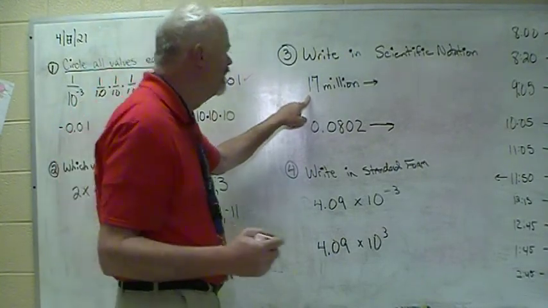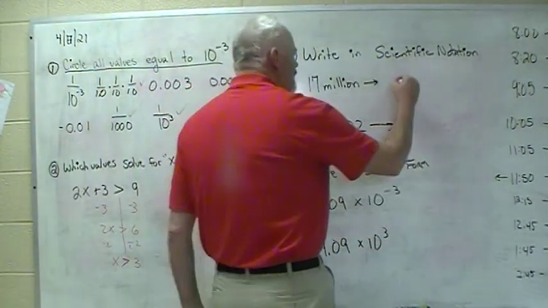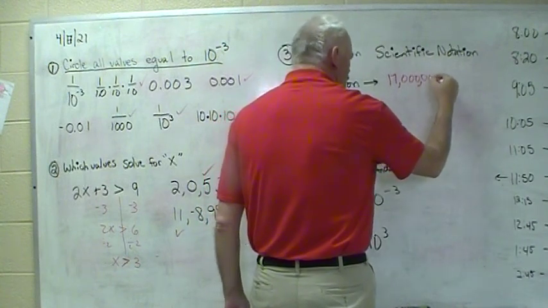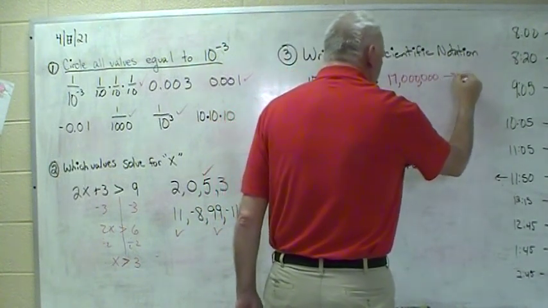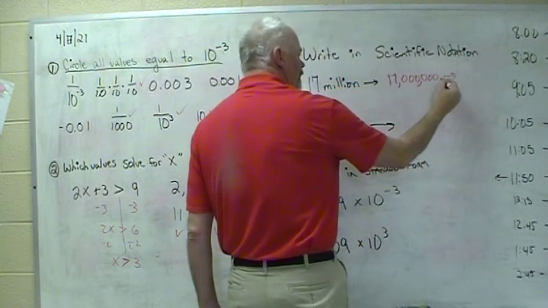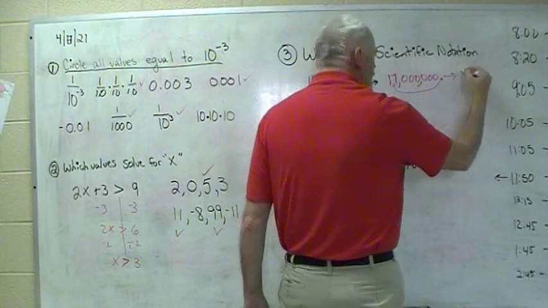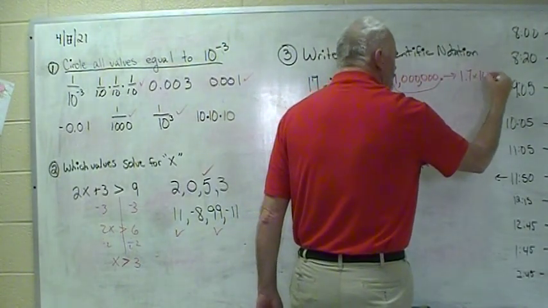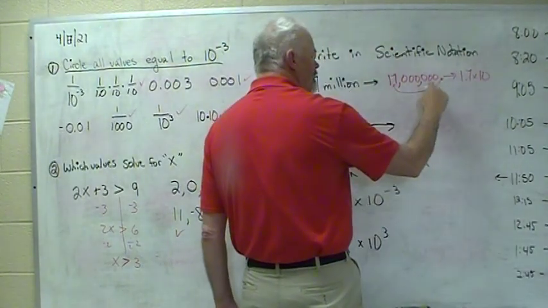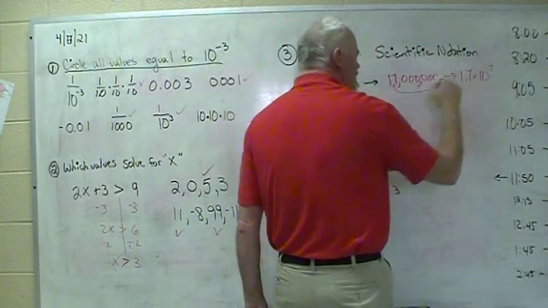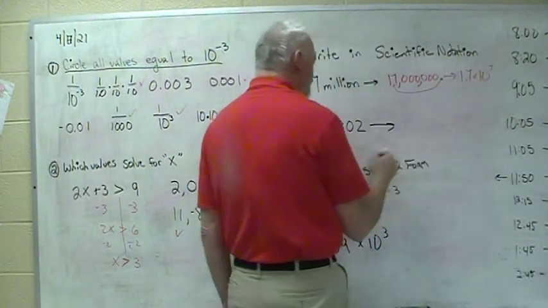All right, last but not least, more scientific notation. 17 million, write it in scientific notation, so we do 17 million, and then we're going to have the decimal there. We're going to move it until we make a number between 1 and 10. That's 1.7 times 10, and how far did we move it? 1, 2, 3, 4, 5, 6, 7. Positive 7. Big number, positive exponent.